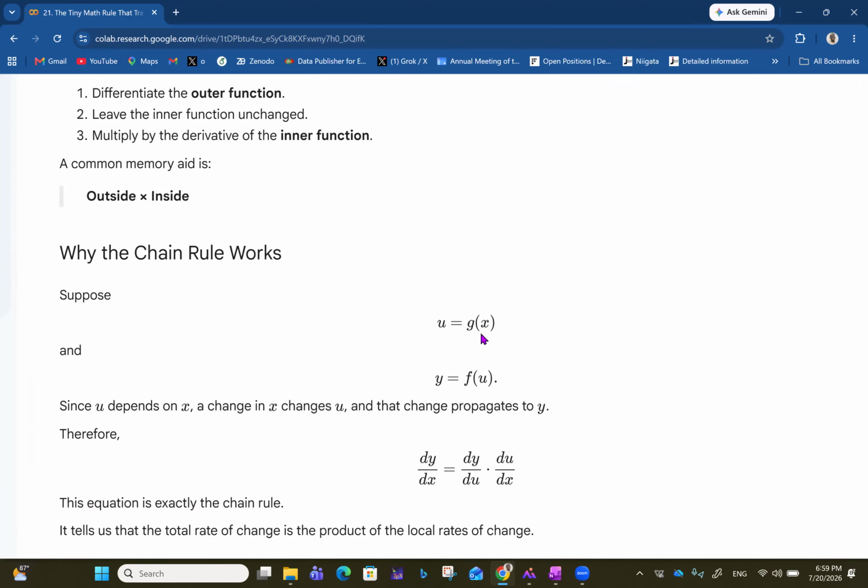So u depends on x and y depends on u. That means dy dx will be the change in y with respect to u, multiplied by the change in u with respect to x, such that technically the u can cancel the u, and you have dy dx at the end of the day. This equation is exactly what you call the chain rule, and that can happen for more functions. It tells us that the total rate of change is the product of the local rates of change: the rate of change of y with respect to u multiplied by the rate of change of u with respect to x gives us the overall change in y with respect to x.